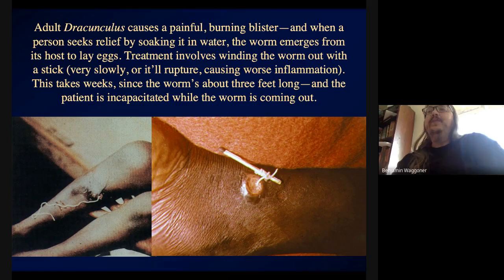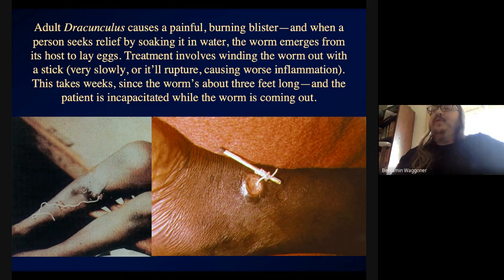start tunneling through the tissues and push her butt end out of the skin, causing a very painful burning blister. When a person gets an agonizing burning blister, typically on his or her leg, that person will often seek relief by soaking it in water. And when you soak it in water, the worm emerges and starts laying eggs in the water. And then the eggs hatch into juveniles that get eaten by little crustaceans.